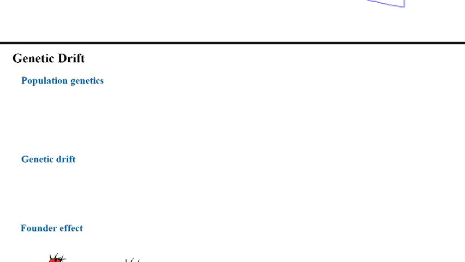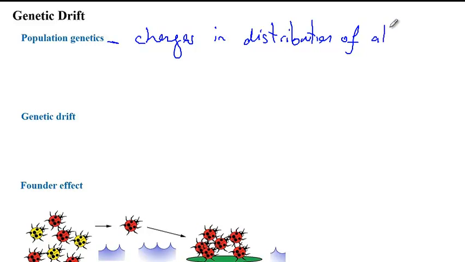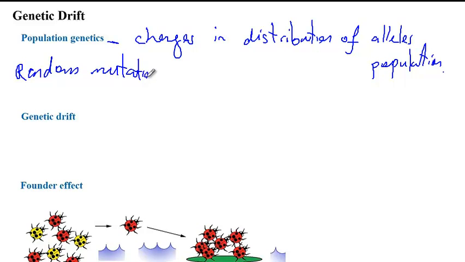Next, I'd like to move on to population genetics. Basically, population genetics is the study of the changes in the distribution of alleles in a population. There are many different factors that can affect population genetics, and these include, for instance, random mutations. Any one of us can have a random mutation that over time affects the population genetics. There could also be natural selection.